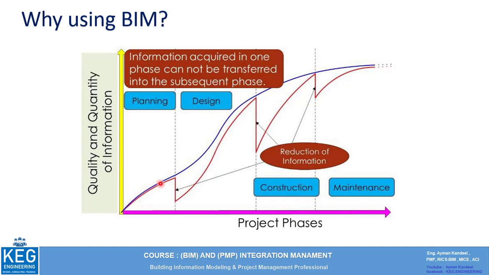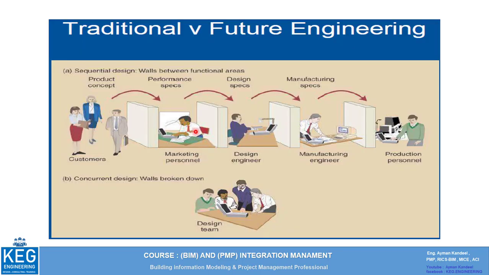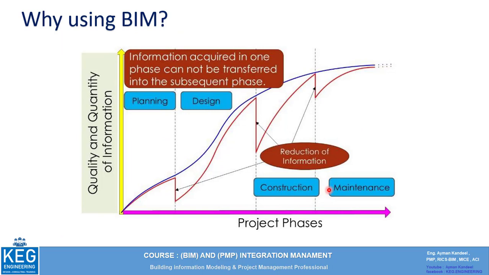From planning, we have a drop or gap of information when transferring from the planning stage to the design stage. Then from design, there is a gap to move the information from design to construction, which is a reduction of information. Then the curve goes down again with a gap of information from construction to maintenance. This is exactly the traditional way of engineering, in cubicles, in isolation.